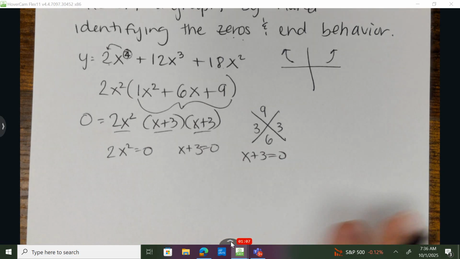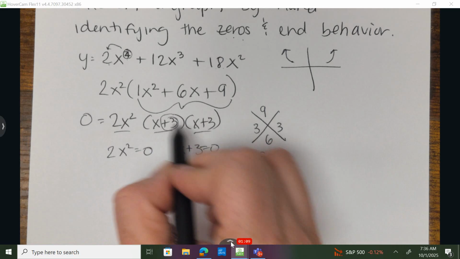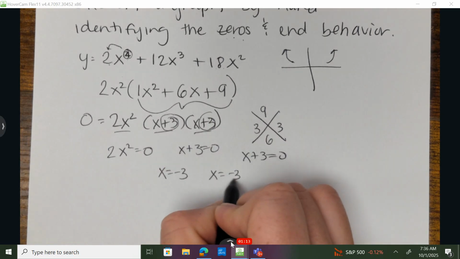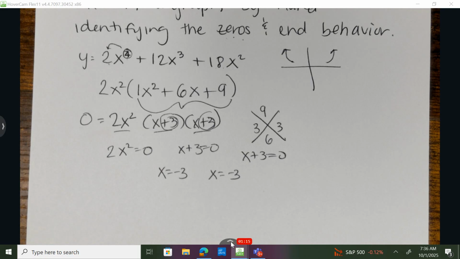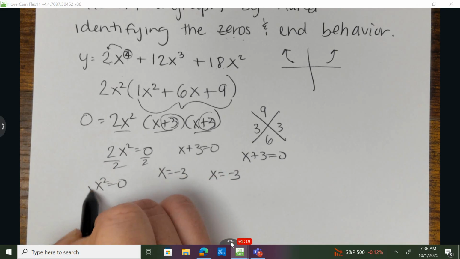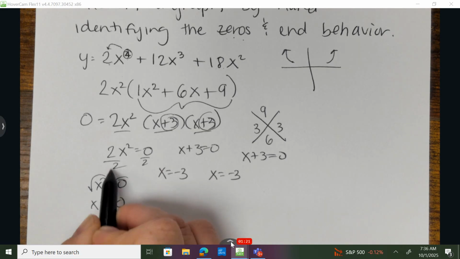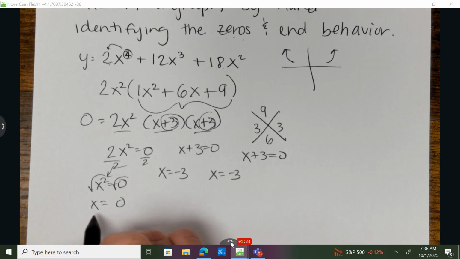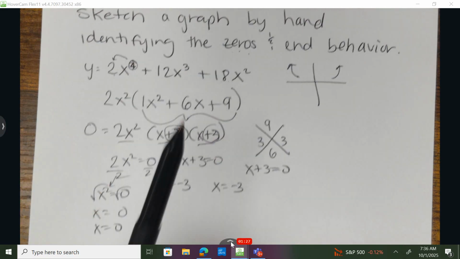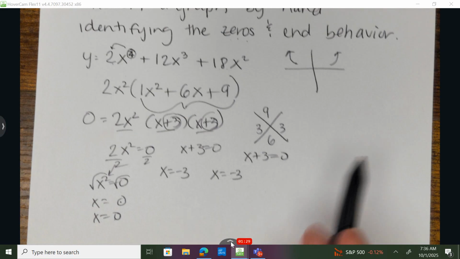For some of you that recall, in this form it's easy because we can see we have two solutions, or x-intercepts, at -3, so there's a duplicate root. And over here, dividing by 2, well, 0 divided by 2 is 0, and the square root of 0 is 0. So we have two answers at 0, x equals 0 and x equals 0. Those are my four roots: 0, 0, -3, -3.